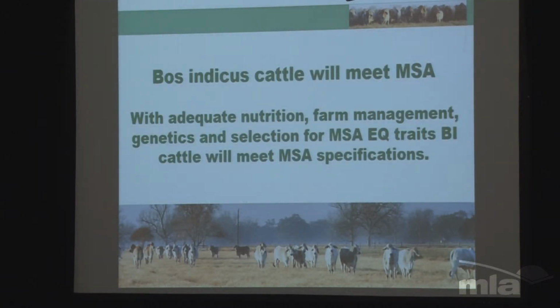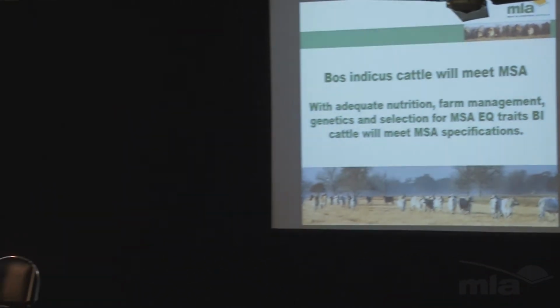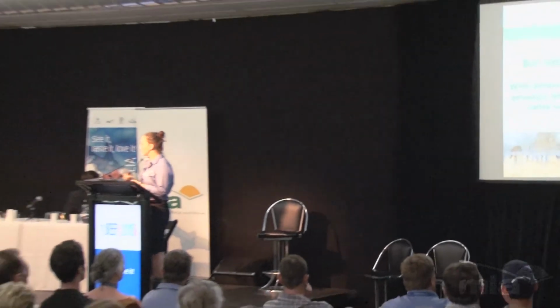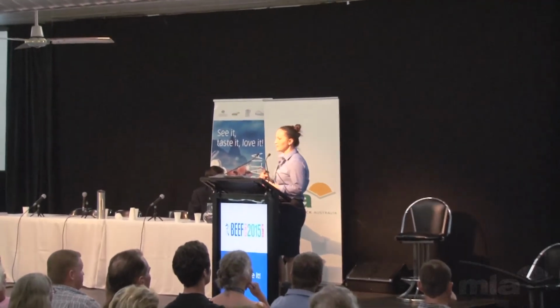So the crux of all of this, Bos indicus cattle will meet MSA specifications and they will meet company specifications with adequate nutrition, backgrounding, genetics, farm management and preference for all the eating quality traits. They will succeed. The same rules apply to cattle all across the country. North, south, Bos indicus, Bos taurus, whatever they are, these same rules apply.